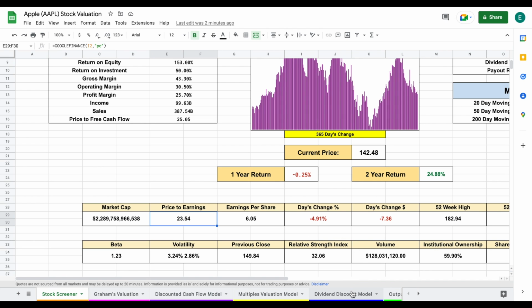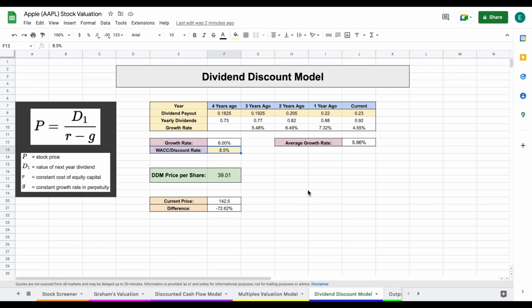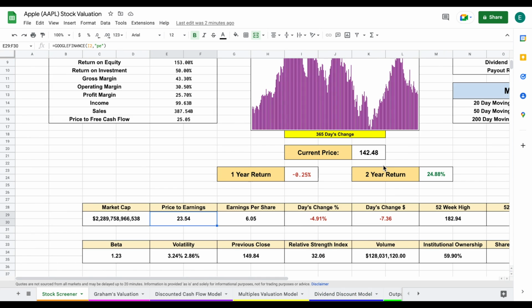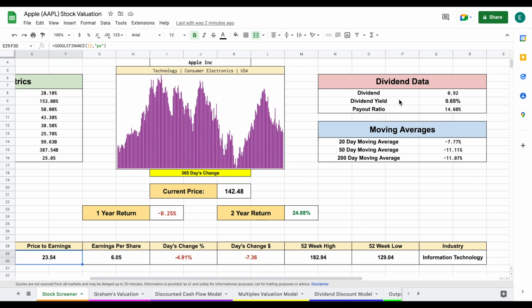Now, the last valuation model that we are going to look at is the dividend discount model. This is a valuation model that values a company based on how much they pay out in dividends and how much that dividend is increasing over time. If we jump back over to our stock screener, we already saw that this company does not have a very high dividend yield. So if they do have a high valuation with this valuation model, then that's going to be because they have a high level of dividend growth.